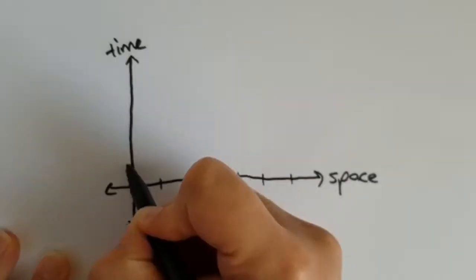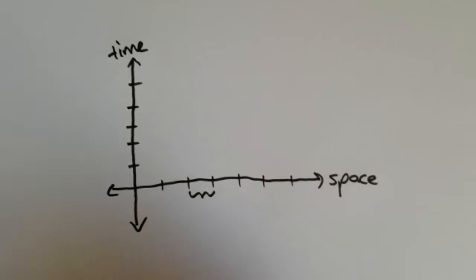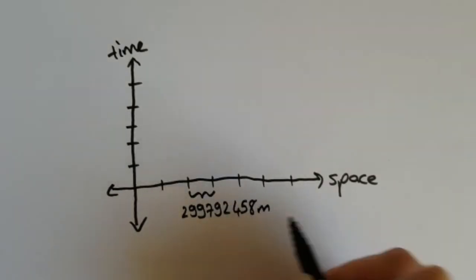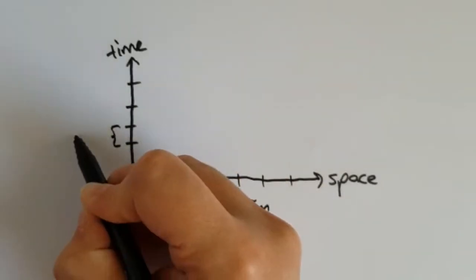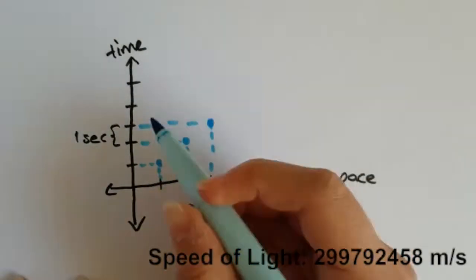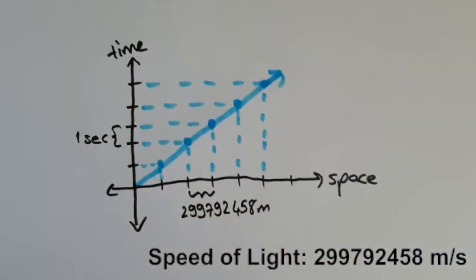But first, let's say that our spacetime diagram measures 299,792,458 meters with each tick mark on the x-axis and 1 second with each tick mark on the y-axis. Because then, if we draw the world line of light, it will be a 45-degree line. This is important because according to experimental evidence, the speed of light doesn't change even when we change our perspective. Like, ever.